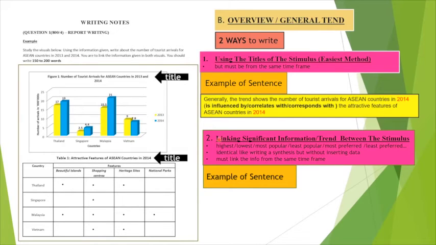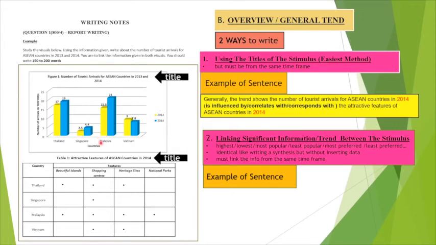Okay, you have to identify something that's significant. You know what is something significant? Something that is highest, lowest, most popular, most preferred, least popular, least preferred. Make sure it's the same year that you're going to link, so we have to see at 2014. You can ignore 2013. You can omit 2013. We don't have to link anything with 2013 because the second stimulus is about 2014. So we just look at 2014 in the first stimulus.